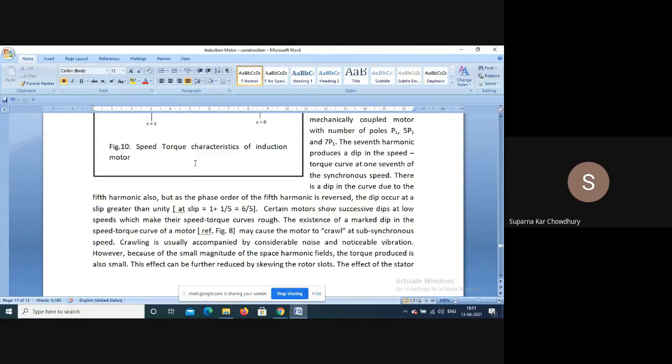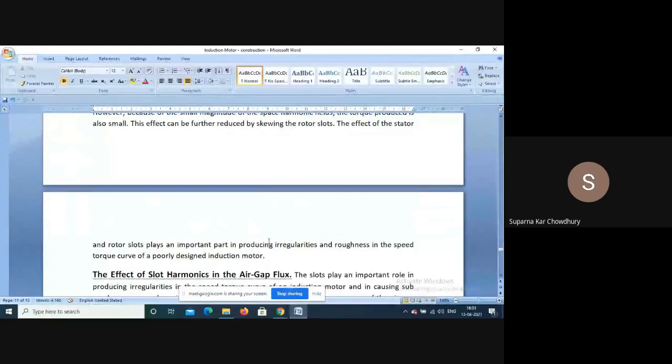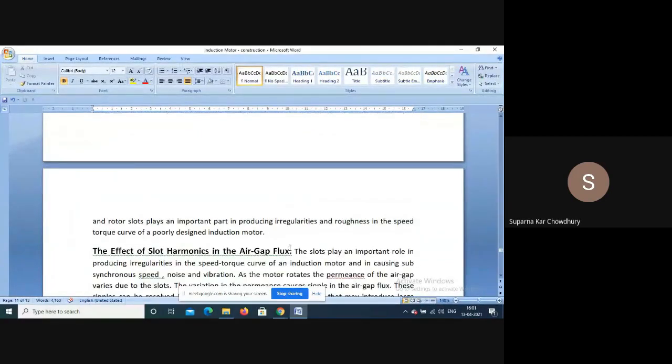However, because of the small magnitude of space harmonic fields, the torque produced is also very small. This effect can be further reduced by skewing the rotor slots. This is one of the reasons why rotor slots are skewed. We can avoid this phenomenon of crawling. The effect of the stator and rotor slots plays an important part in producing irregularities and roughness in the speed-torque curve.